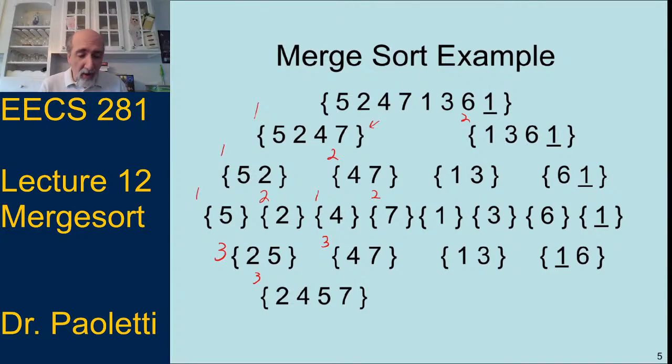Well, we would take the smaller one, right? I'm looking at this one and that one. I take the smaller one. Well, they're the same size, so let's take the left one. So I get 1, 1, 3, 6.